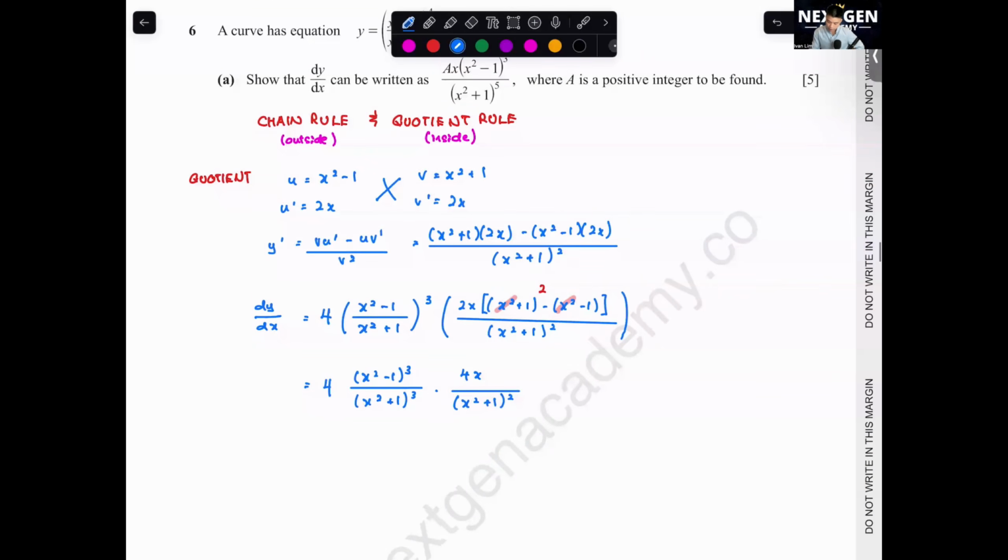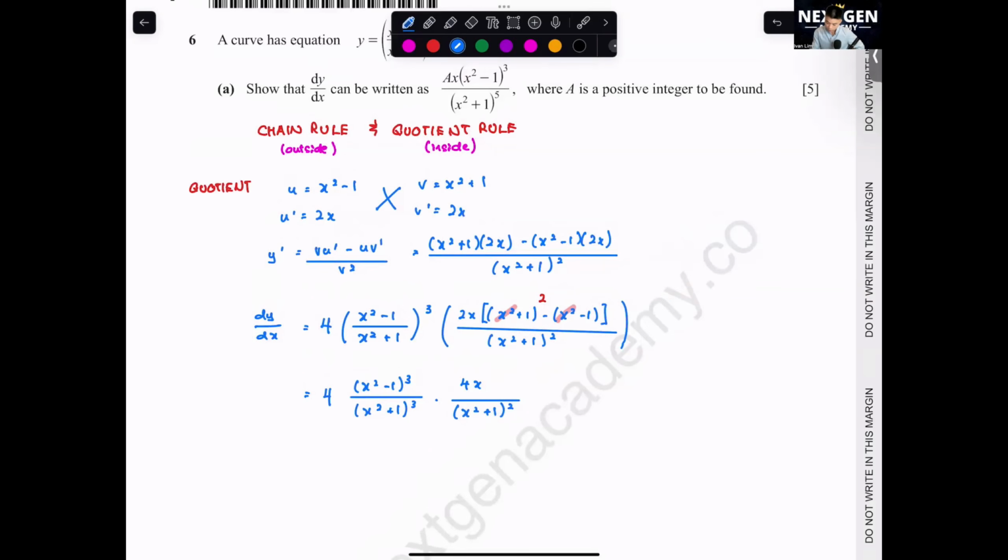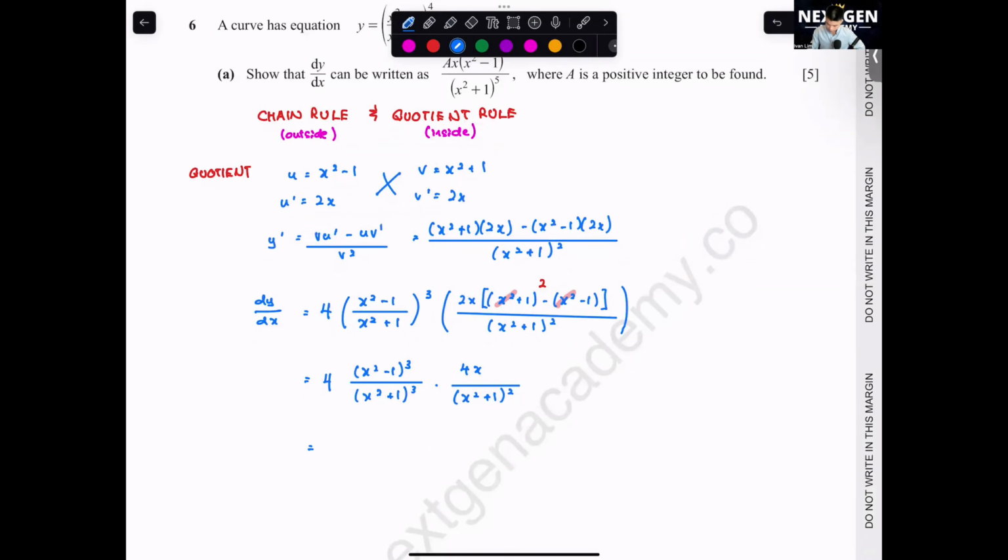Do we have the form ready? At the bottom, we'll get x squared plus 1 to the power of 5. On the top, there's an x squared minus 1 cube. We'll just take the 4 times 4x, so it becomes 16x, x squared minus 1 cube over x squared plus 1 to the power of 5. A is a positive value, so 16x. As long as you simplify to this manner, you can write.